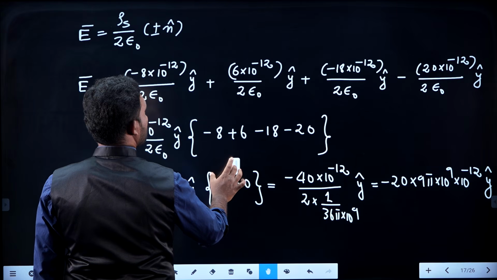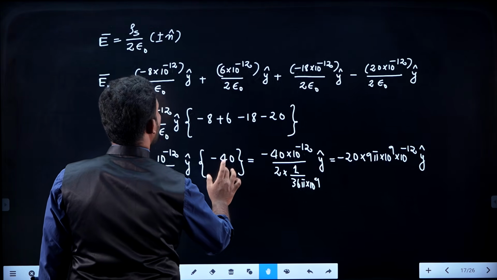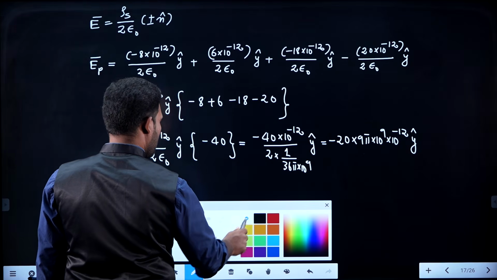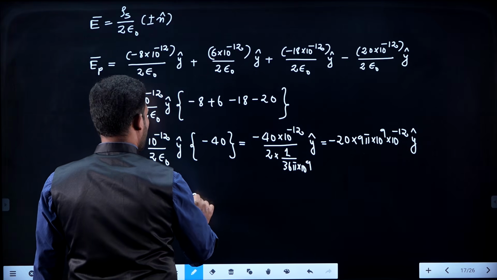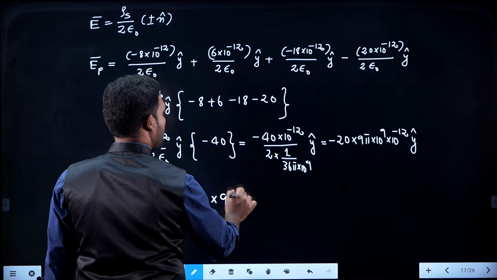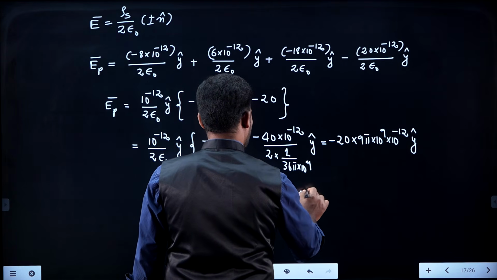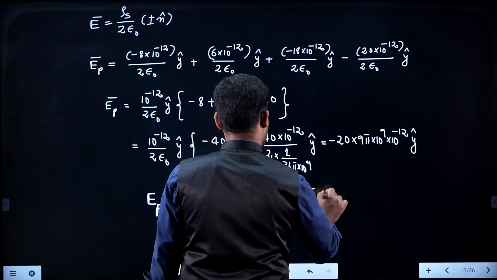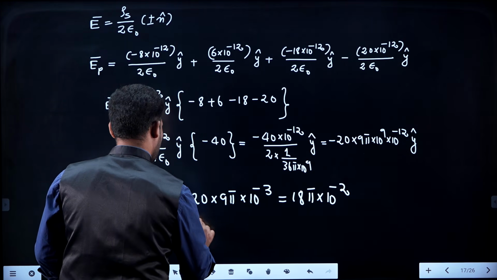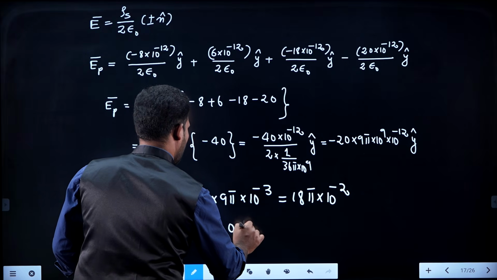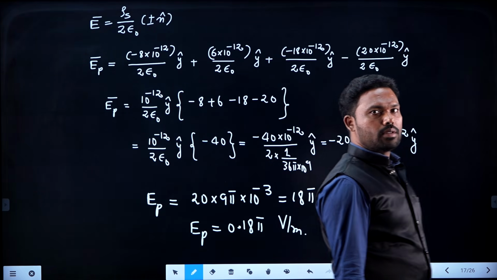Okay. So, finish the calculation. He is asking only for the magnitude. So, the magnitude of EP is 20 into 9 pi into 10 to the power of minus 3, 18 pi into 10 to the power of minus 2. So, EP is 0.18 pi volt per meter. This is the answer. Clear guys?